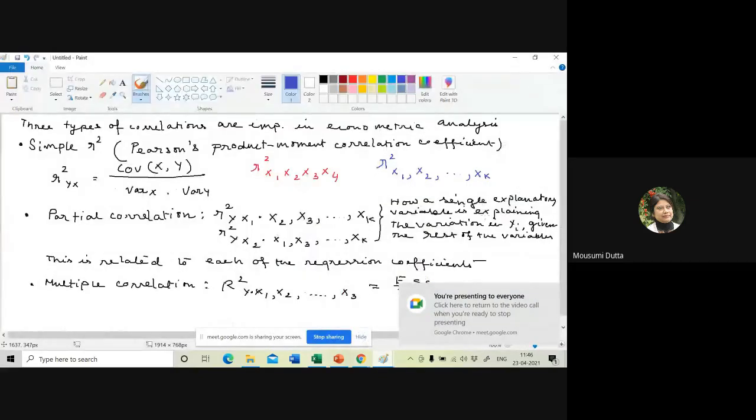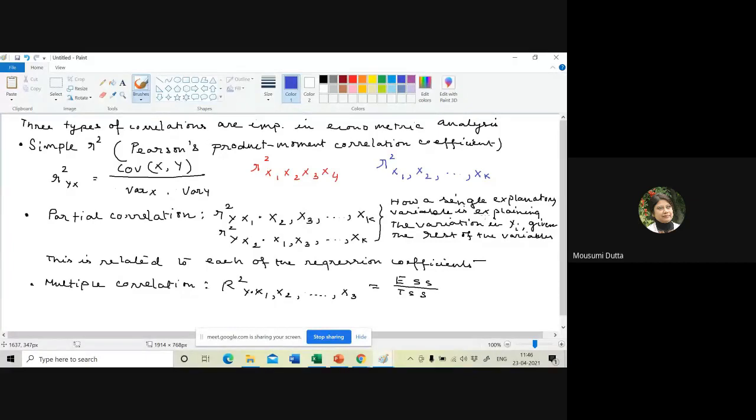Okay, so simple correlation is very helpful in understanding whether there is multicollinearity in the regression framework or not. This is all about the simple correlation.